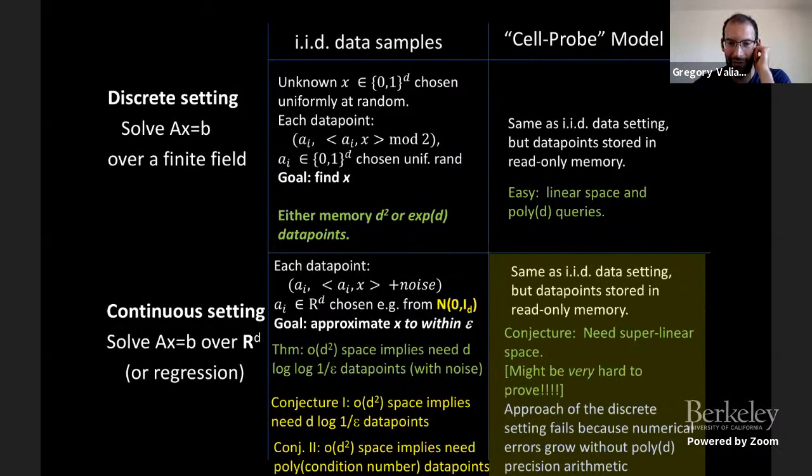So this bottom right square, I think, is actually super interesting. I know I say this is a conjecture, although it's more of a guess. I think it might even be worth thinking about from the algorithmic standpoint, as well as the lower bound standpoint. Okay, so that's it.